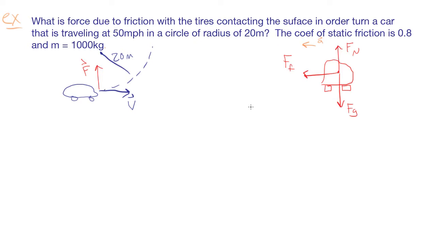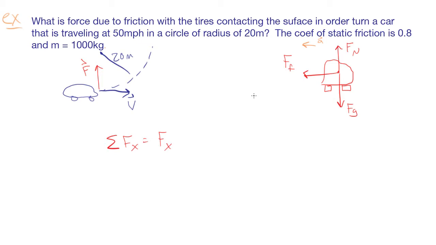So it's still just a Newton's second law problem. Nothing really new here. I want to know something about the force due to friction. So I want to know something about the x direction, so let's start with the x direction. Sum of the forces in the x direction: there's only one. It's the force due to friction.